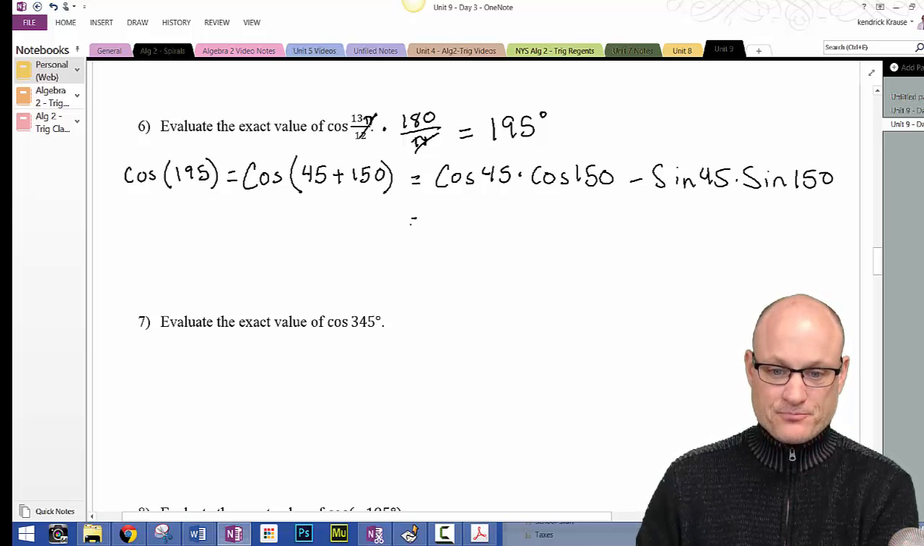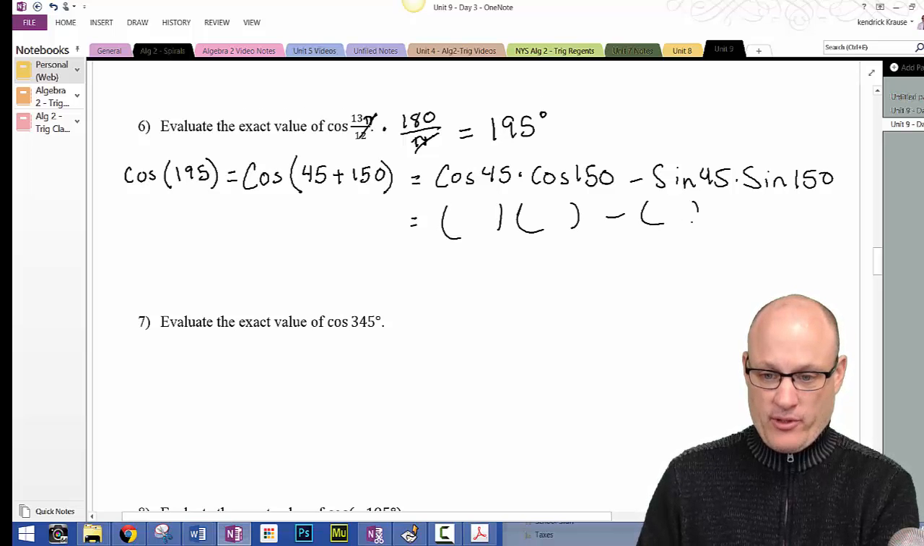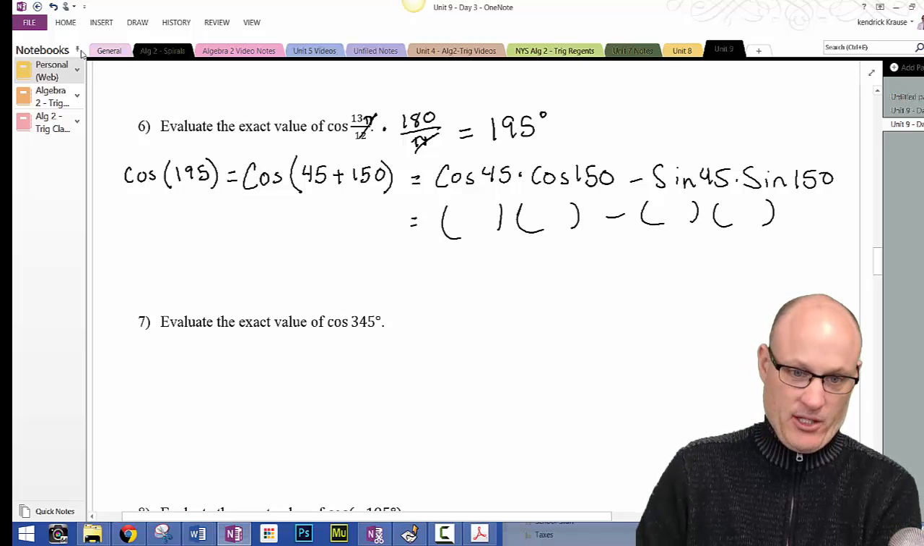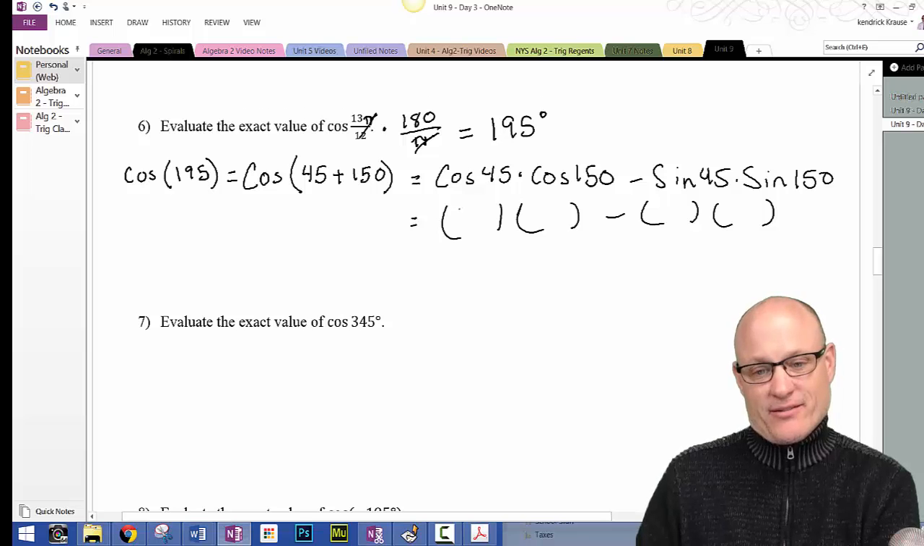Got that. Okay. Parenthesis, parenthesis, parenthesis, parenthesis, minus parenthesis, parenthesis, parenthesis, parenthesis. Grab a different color. How about black? All right, the cosine of 45 is square root of 2 over 2.